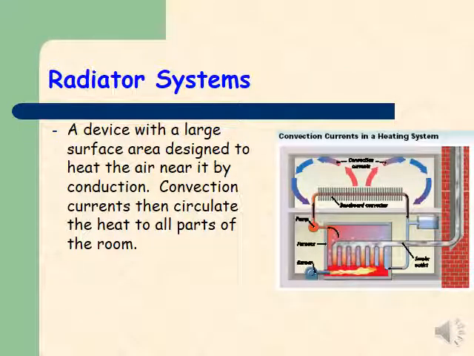A radiator system is just a device with a large surface area designed to heat the air near it by conduction. Convection currents then circulate the heat to all parts of the room. If you live in the north, a lot of the northern areas do have radiant heater systems. I know whenever I lived in Oklahoma, there was some in one of our houses that we lived in.